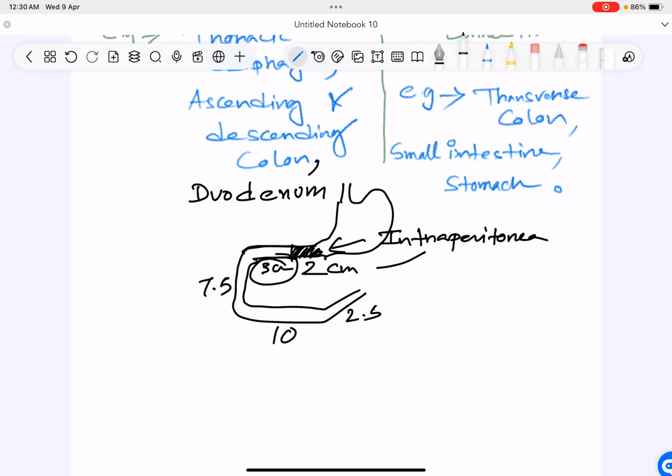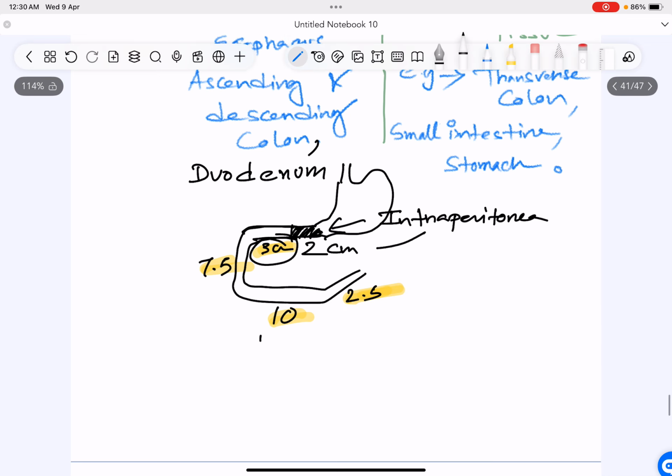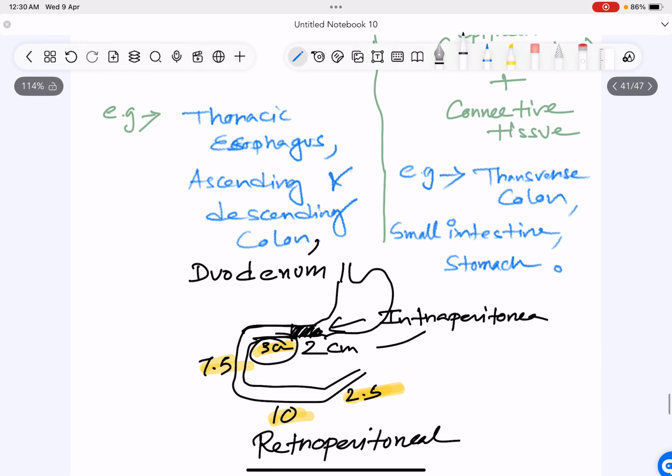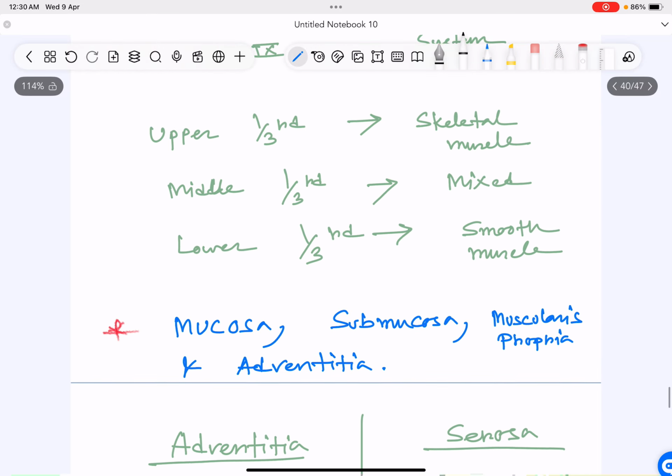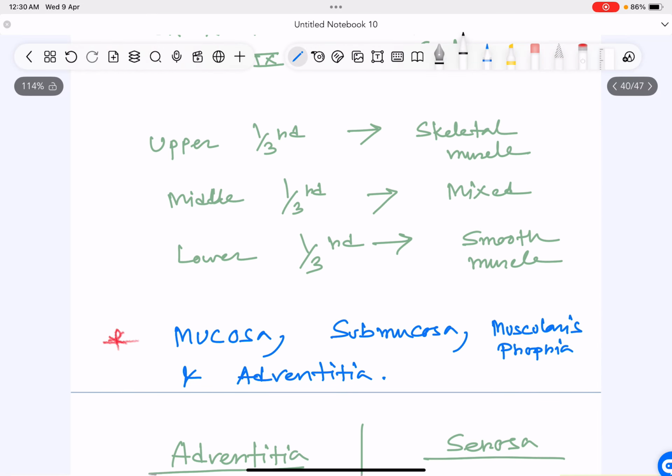All 3 of them, they are all retroperitoneal, and they are lined by adventitia, not serosa. Ascending colon, descending colon, also adventitia. So it has mucosa, submucosa, muscularis propria and adventitia.